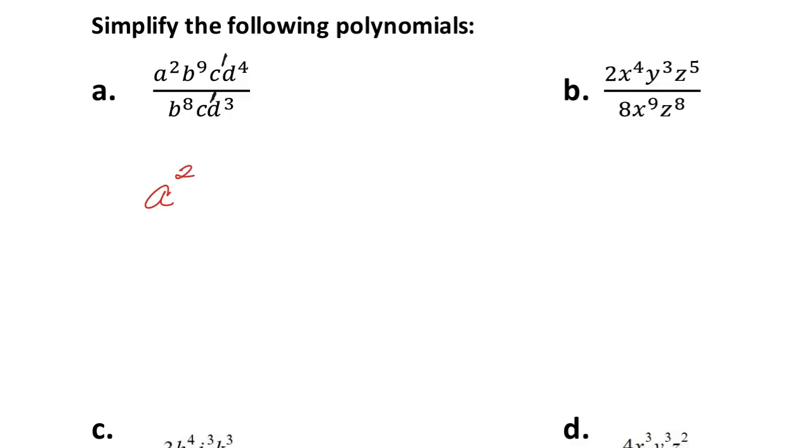A squared. Then I have b to the ninth divided by b to the eighth. We are dividing. So you keep the base and you subtract. Now, you can either write it like this, 9 minus 8, or sometimes I would just put it in the middle there and show it vertically, 9 minus 8. Yes?